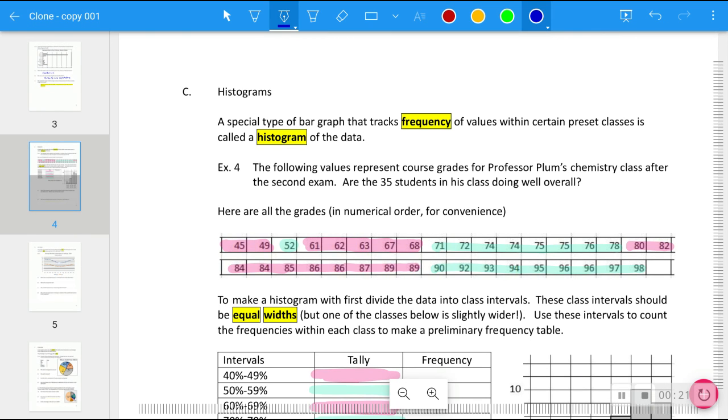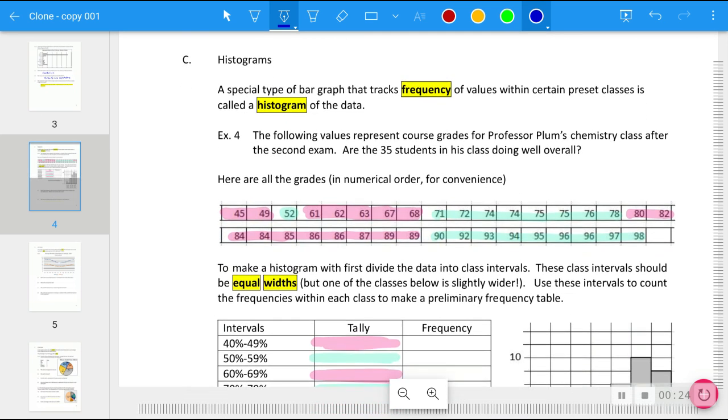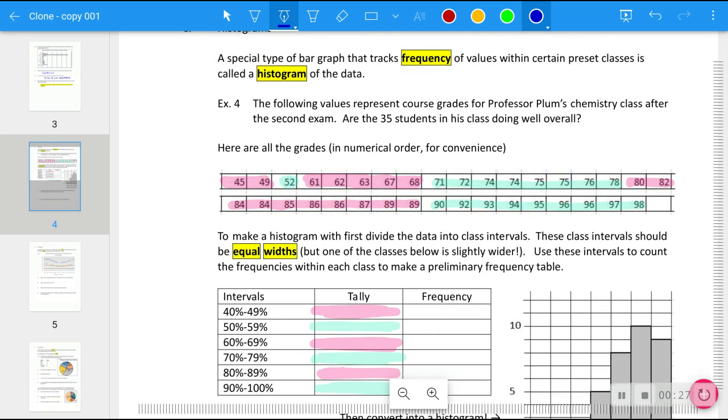A histogram is actually a bar chart or a bar graph, and the difference is that the height of the bar represents the frequency of certain data values within a range that you preset. So you're going to be counting the numbers that are in a certain range. Now I'm using an example here that should be a little familiar to you.